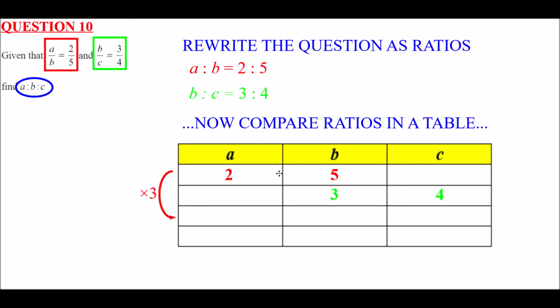So if I times this red one by 3, 2 times 3 is 6, 5 times 3 is 15, then this one here in green, if I multiply both parts by 5, that'll give me a ratio of 15 to 20. Now, because the b numbers match, I can merge this into one line. Because 15 is the same as 15, I can just put this here like so, and then you can see the ratio of a to b to c is simply 6 to 15 to 20.